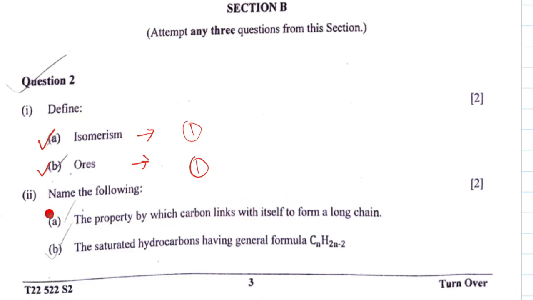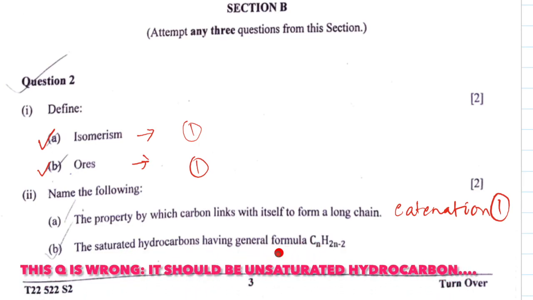Name the following, the second part. The property by which carbon links to itself to form long chains. This is your catenation. And that again becomes your 1 mark. The saturated hydrocarbon having formula CnH2n-2, it means it is alkyl. So you have to write the term for saturated hydrocarbon with this. And so our correct answer is alkyl. You write that, you will get your 1 mark.